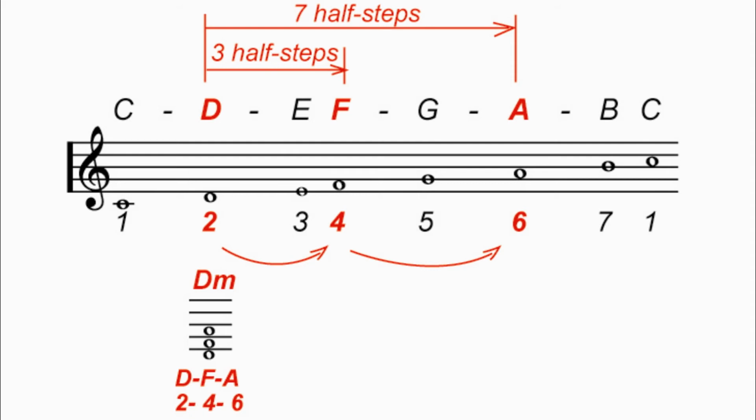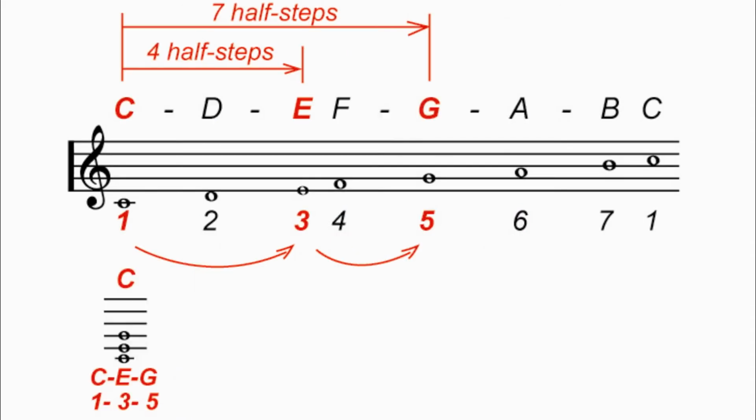A chord is 3 or more notes played simultaneously. This is an example of the D minor chord. A major chord is a chord that is built from the notes of a major scale. It has 4 half steps between the first and second note of the chord, and 7 half steps between the first and third note of the chord. Many chords are produced automatically when building the chords of a major scale. This is an example of a major chord.